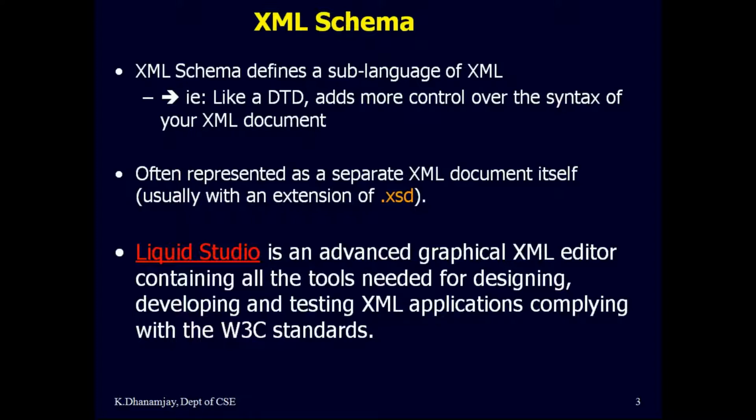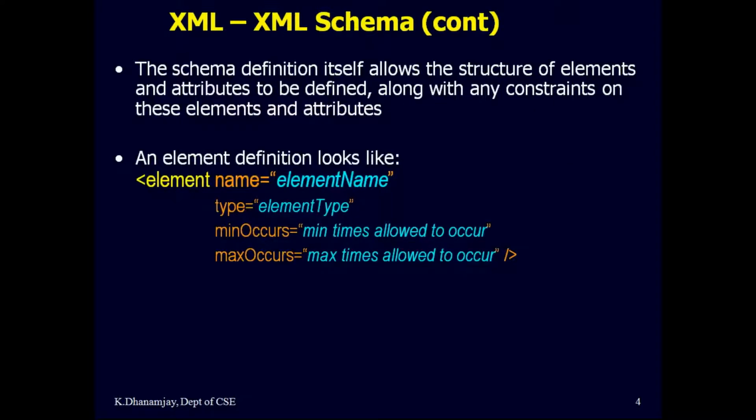Okay. So the XML schema defines itself and allows the structure of elements and attributes to be defined, along with any constraints on these elements and attributes. We will see what an element definition looks like. Here we have to define an element and then give a name and then a type. These are the two important attributes for an element. One is the name, the name of the element, and then the type, that is, the data type.